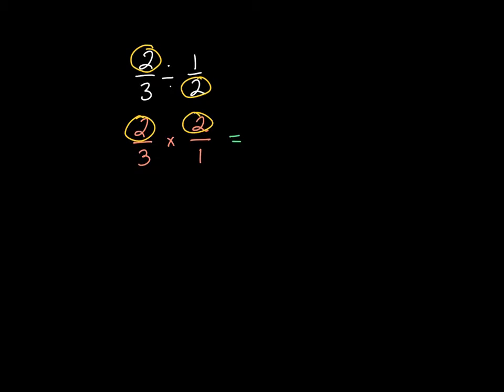So let's multiply. 2 times 2 is 4. And 3 times 1 is 3. Then you change it to a mixed number. 3 goes into 4 one time. We have a remainder of 1. So that would be 1 and 1 over 3.